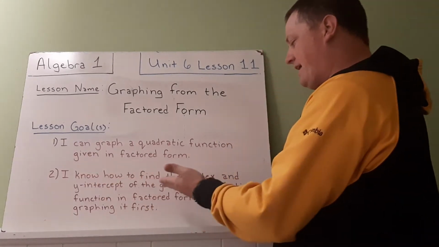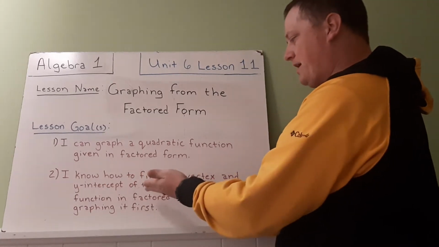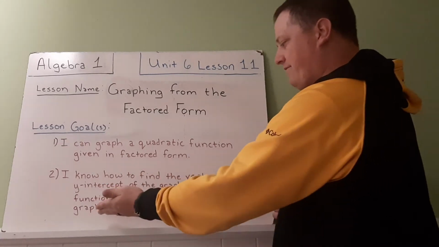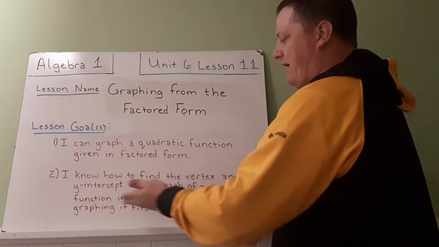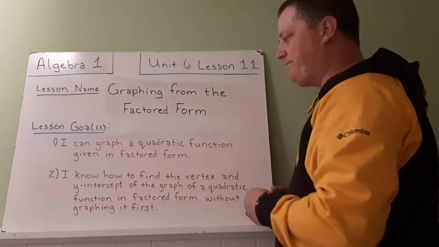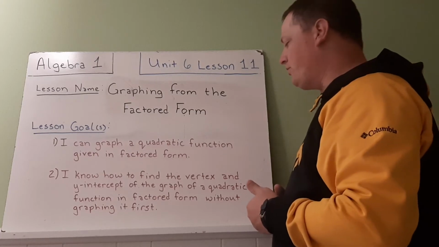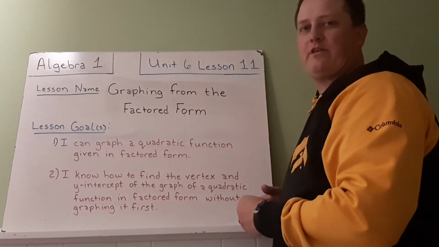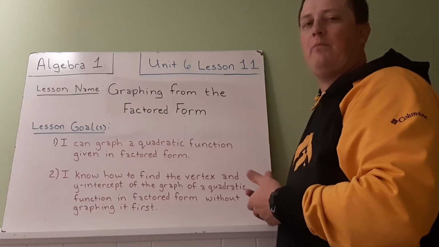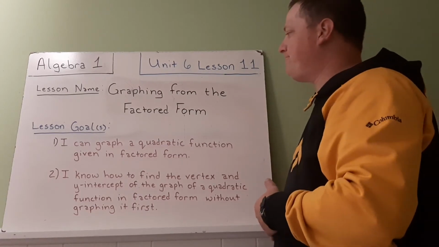I know how to find the vertex and y-intercept of the graph of a quadratic function in factored form without graphing it first. So the idea here is, can I use factored form to find the vertex and the y-intercept? If I can do that, that can help me with some of my graphing.